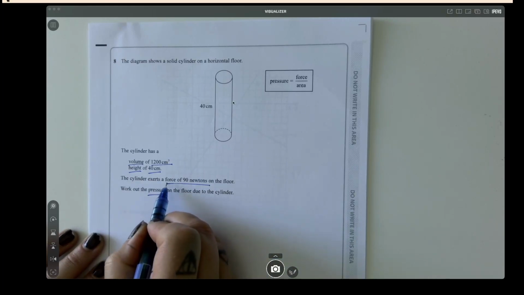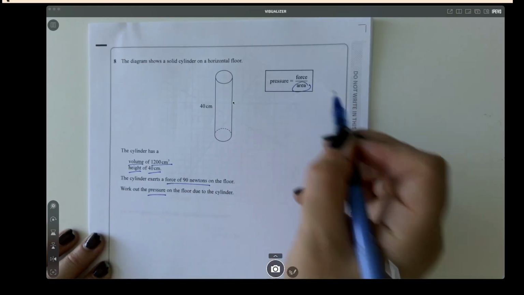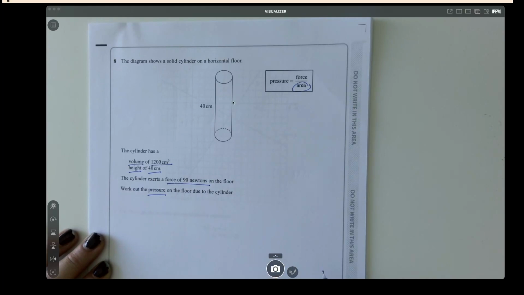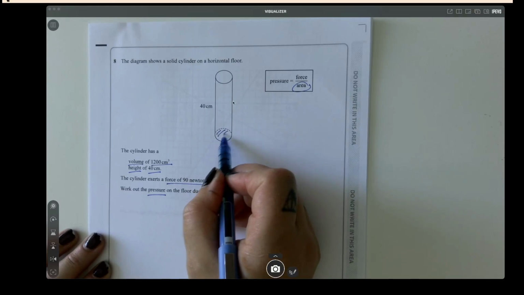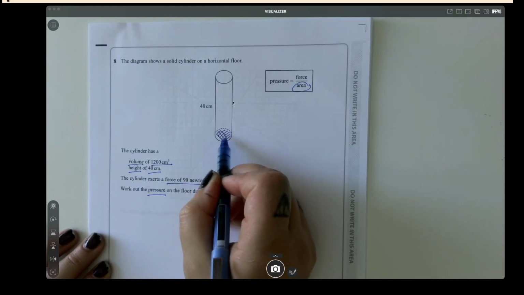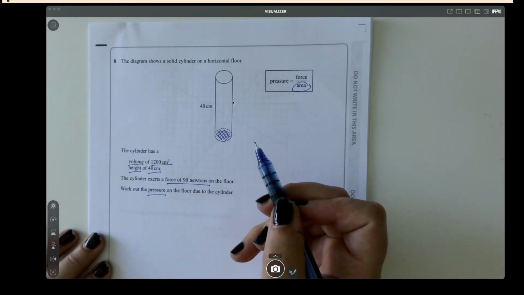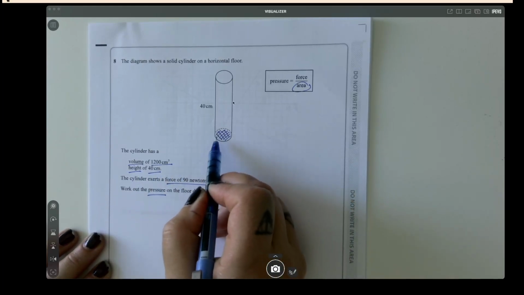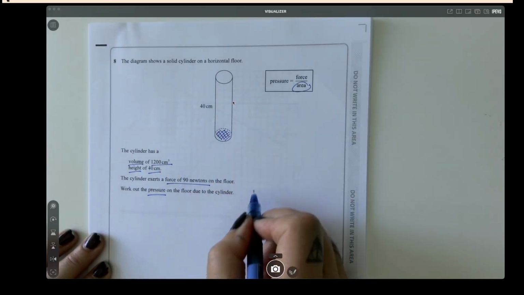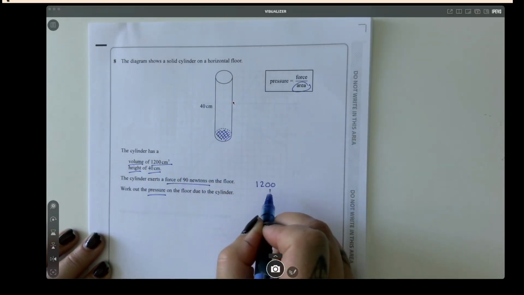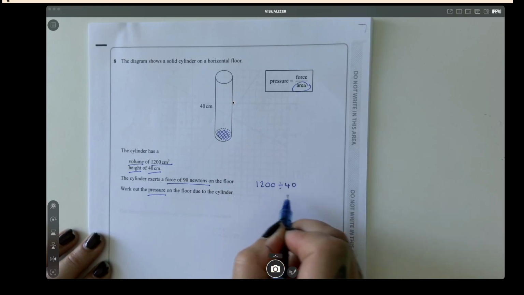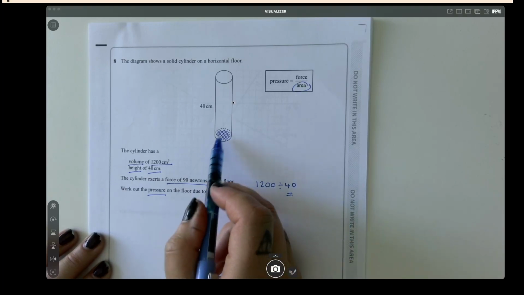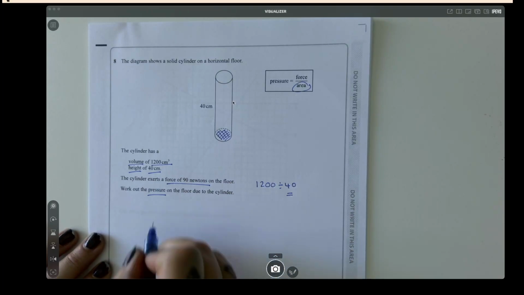So we're working out the pressure. We know the force, so what we're missing is the area. So we need to find the area of this face here, this circular face that is on the floor. We've been given the volume. To find the volume, we would find the area of this circle and then multiply it by the height. So if we reverse that, if we do 1,200 divided by 40, that will tell us the area of that face of the cylinder. So 1,200 divided by 40.